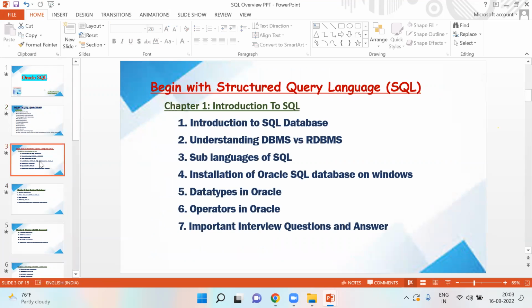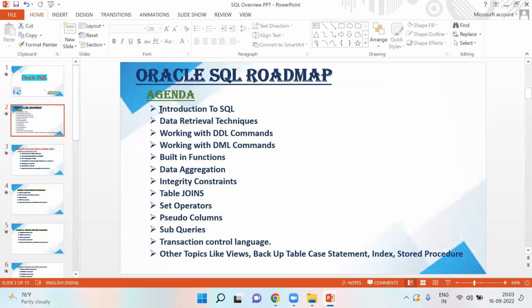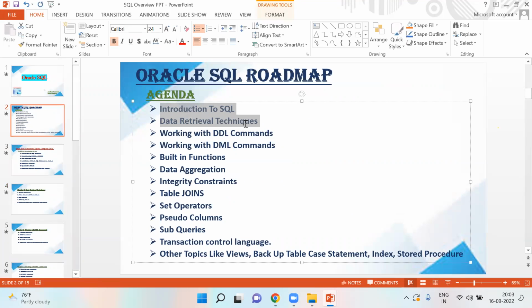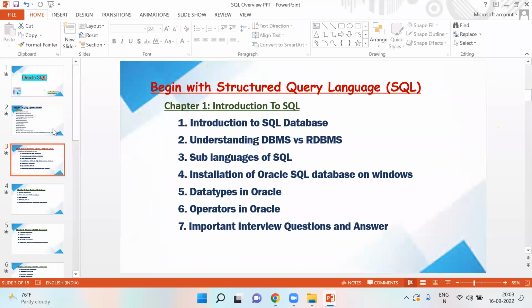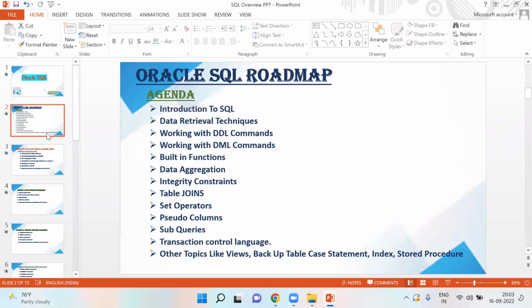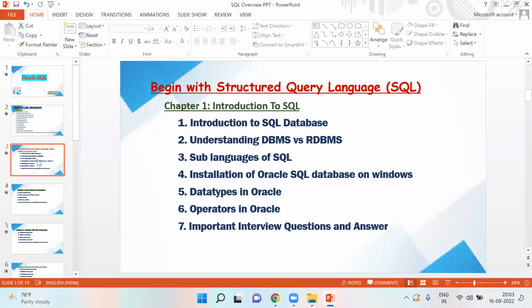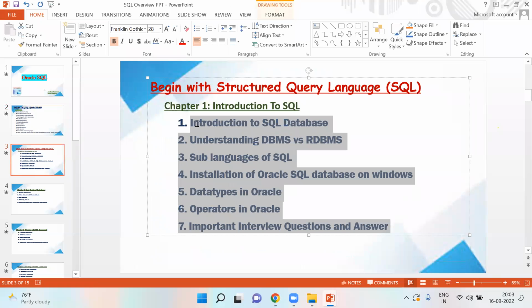Okay, so next we'll start with your introduction to SQL, the first chapter. Any questions on this? If I missed any topic, or if you want to add any topic, any question from this?